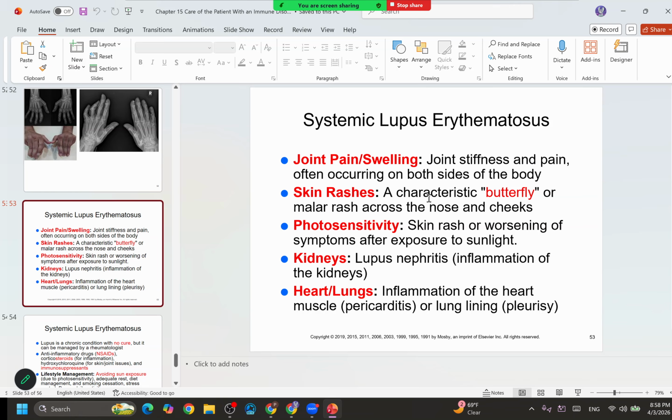Just wear a hat or cap, and maybe longer-sleeved clothes, and long pants. Wear shoes. Do not expose your skin. That's because the patient actually has photosensitivity. The skin rash gets worse after exposure to sunlight.